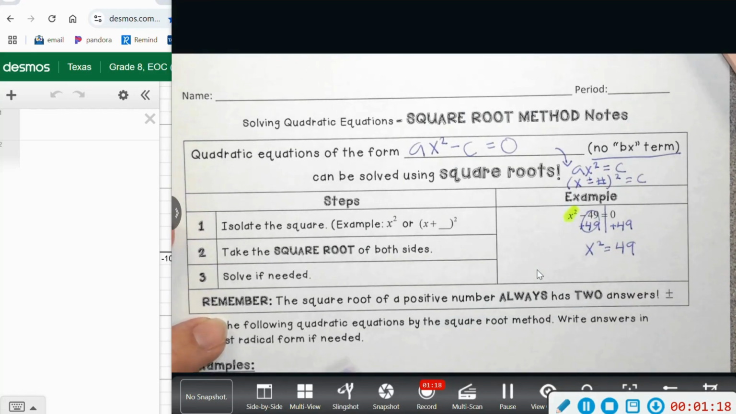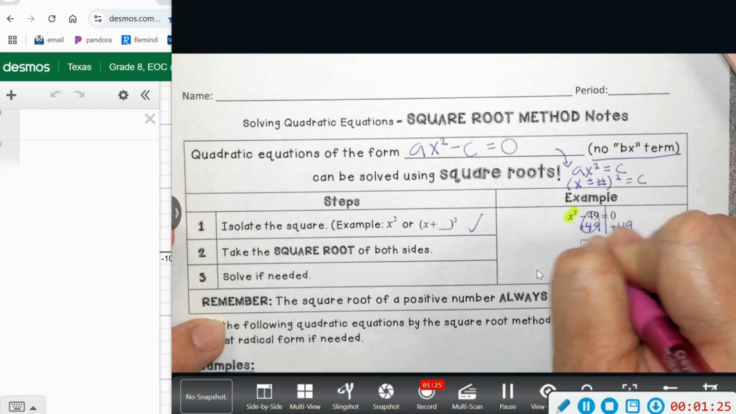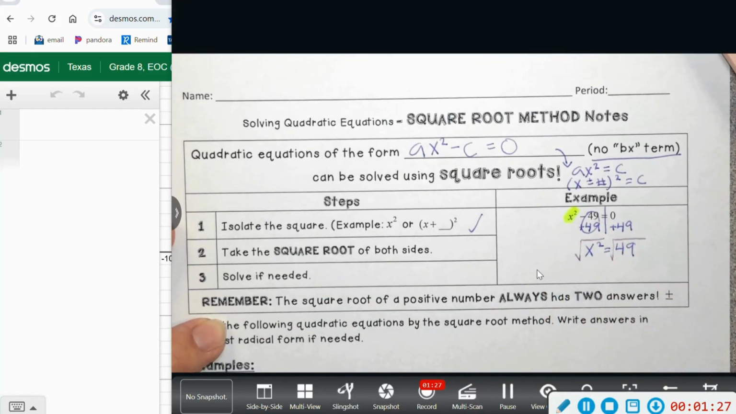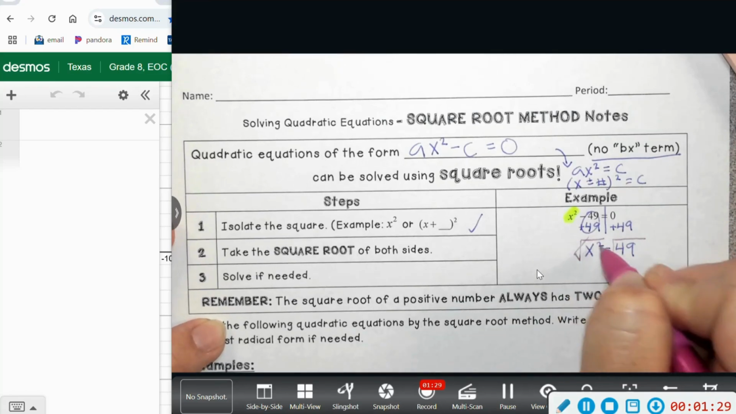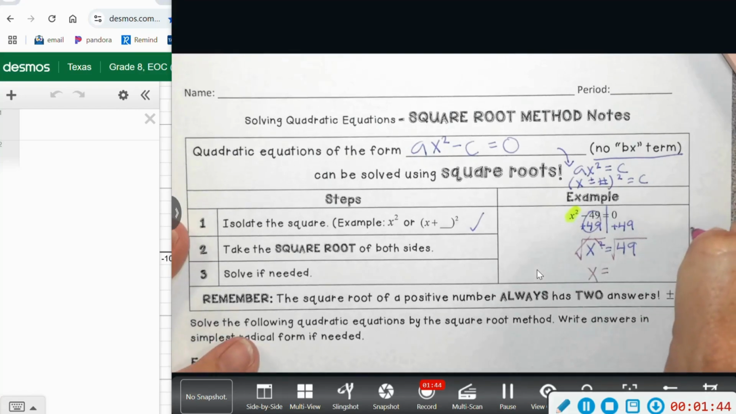Okay, so that's my first step. Now my second step says take the square root of both sides. When it's alone, I can square root both sides. And remember, the square root cancels the squared, so we get x equals. Now this is the weird part. Anytime you take the square root of a number, it's going to be a positive and a negative answer when you're solving. And the reason being is, what's negative 7 squared?